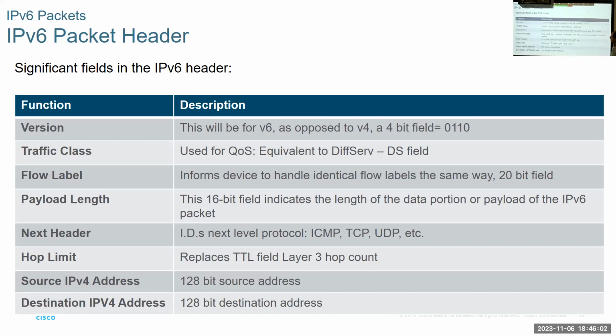So I think we covered all this. The next header, again, will point to the header of the next upper layer protocol. Or if it's an encapsulation of some sort, like you could say ICMP is more of an encapsulation than an upper layer protocol. Anyway, the next header points to it.